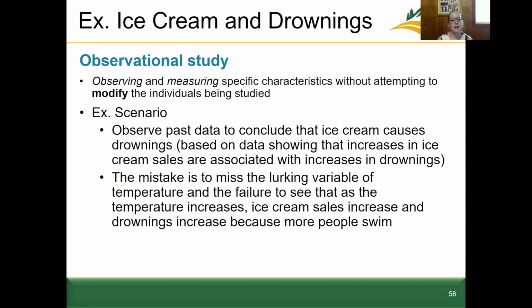So let's have this scenario. We observe past data to conclude that ice cream causes drownings. Again, not my favorite example, but we'll go with it. We're observing past data to conclude that ice cream causes drownings based on data showing that increases in ice cream sales are associated with increases in drownings. So the mistake here is to miss the lurking variable of temperature and the failure to see that as temperature increases, ice cream sales also increase because it could be summertime, and then drownings increase because more people are swimming in the summertime. Okay, so it's making this correlation that we shouldn't try to connect.